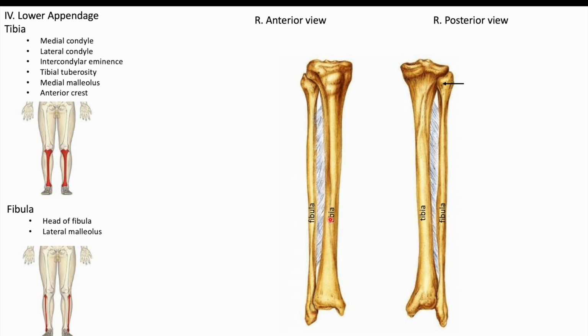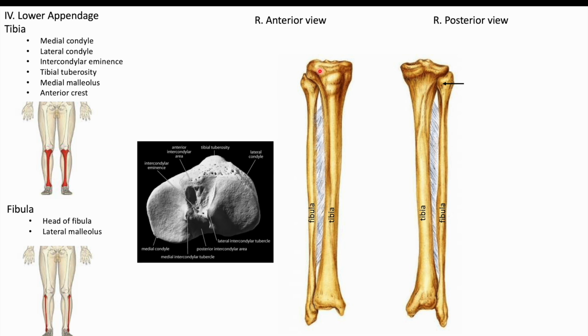So moving to the fibula, we talked about the lateral malleolus already. The head of the fibula is right here, and this is going to attach to the tibia. And that is all for the tibia and the fibula.